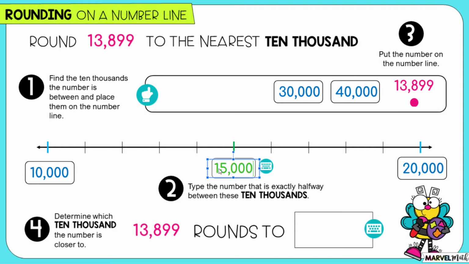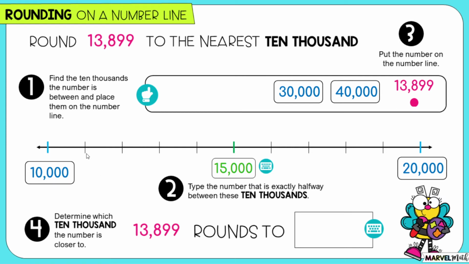If you'll notice on all the slides, you'll always have a number with a 5 in the thousands place and zeros for the other places after it. And that'll be a pattern you see throughout all of these slides when you're typing in this number that's halfway between. The third thing we need to do is to put our number on the number line.